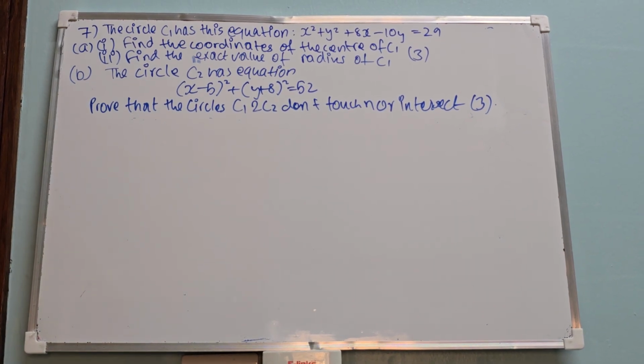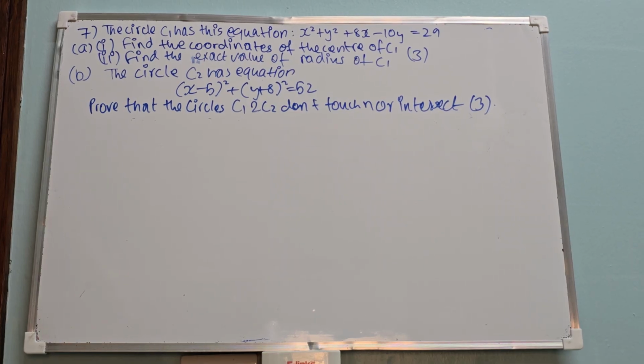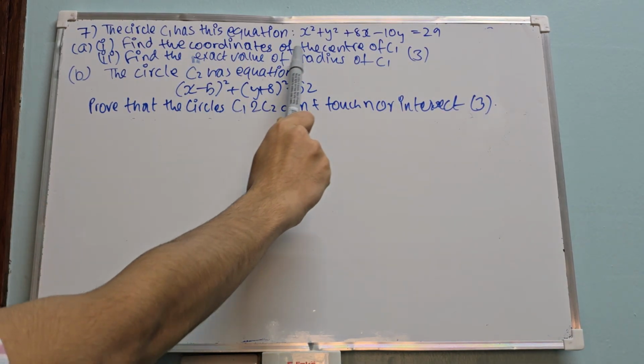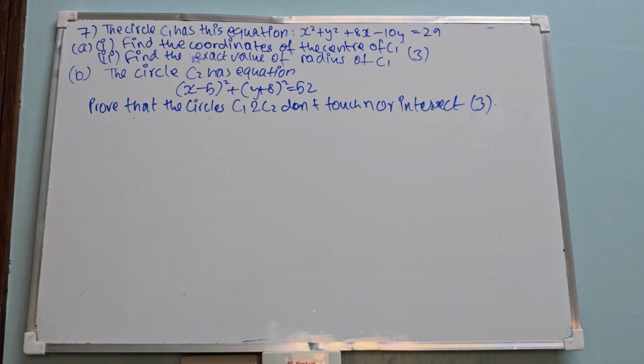Okay, here's a question from the May 2024 past paper, question number 7, International Pure 2. The circle C1 has this equation: x squared plus y squared plus 8x minus 10y is equal to 29. Find the coordinates of the center C1. Find the exact value of the radius of C1, for 3 marks.